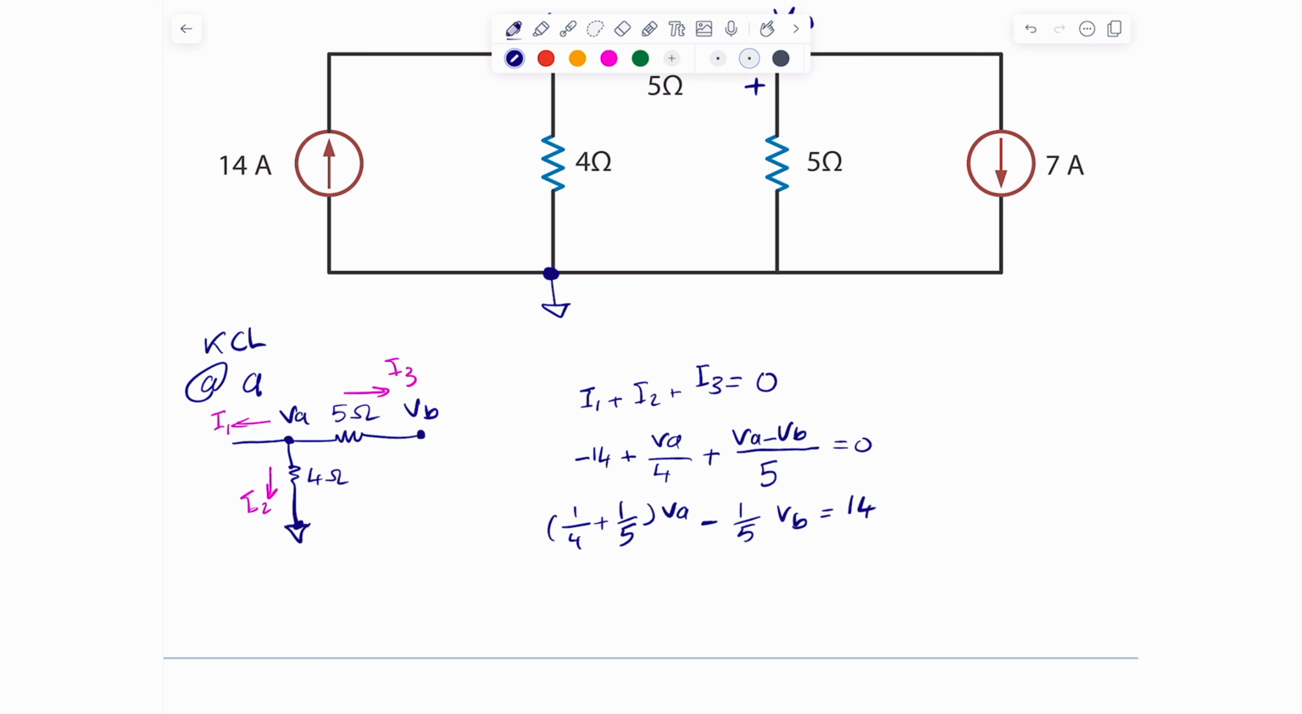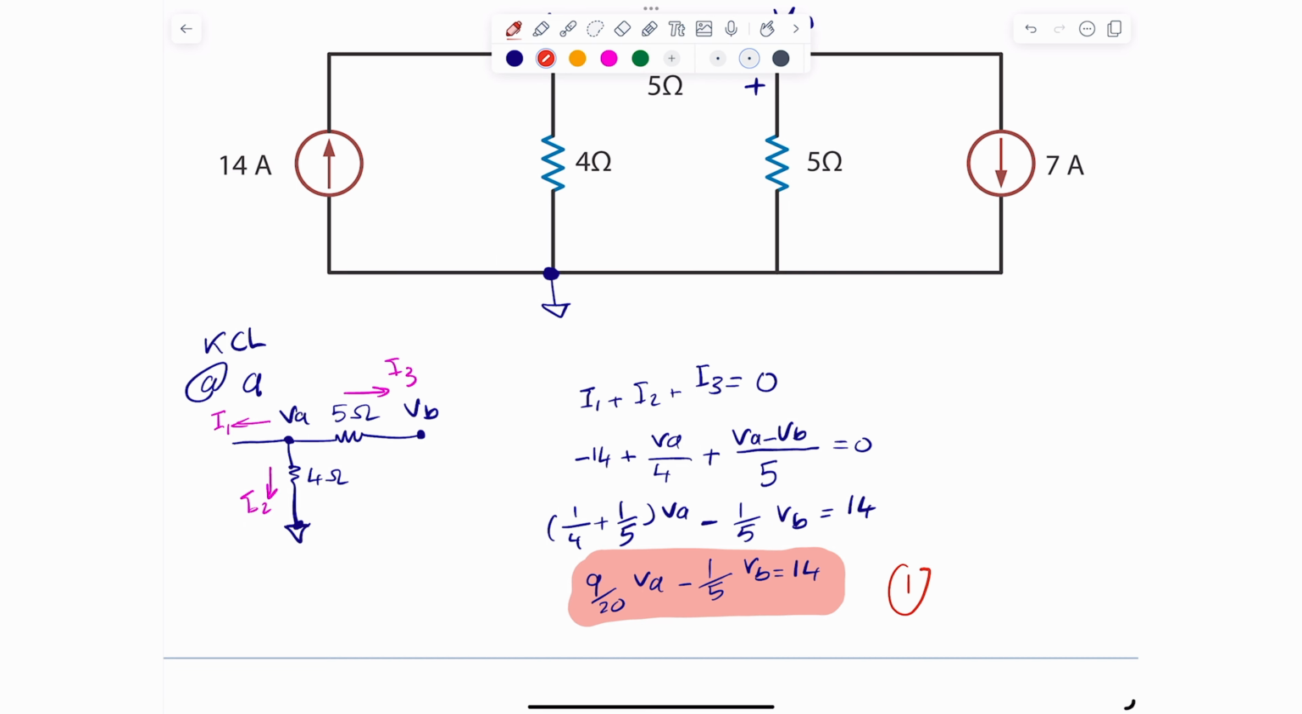And then 1 over 5 plus 1 over 4 is simply 9 divided by 20 VA minus 1 over 5 VB, and that is 14. That's equation 1. Let me just highlight this one here. This is the first nodal analysis equation, so we're going to call it equation 1.